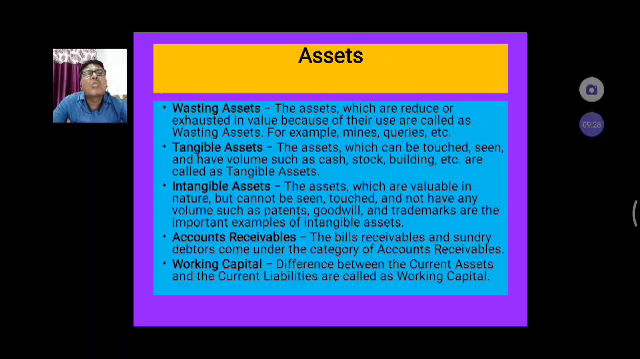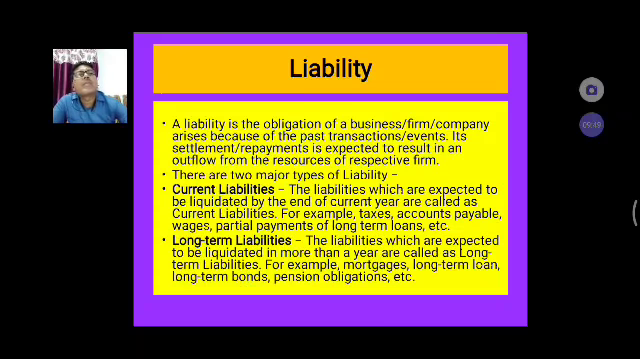Then accounts receivable. Bills receivable and sundry debtors come under the category of accounts receivable. Then working capital. The difference between the current assets and the current liabilities is called working capital.